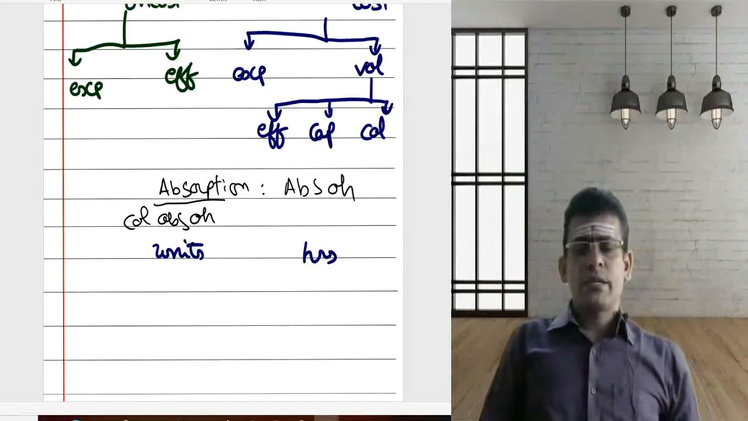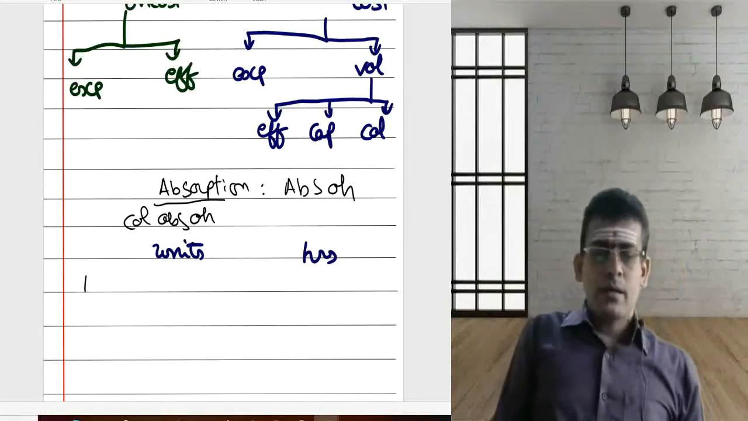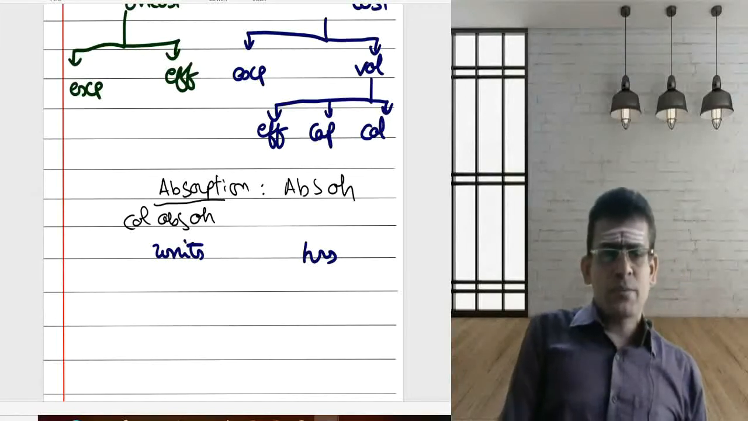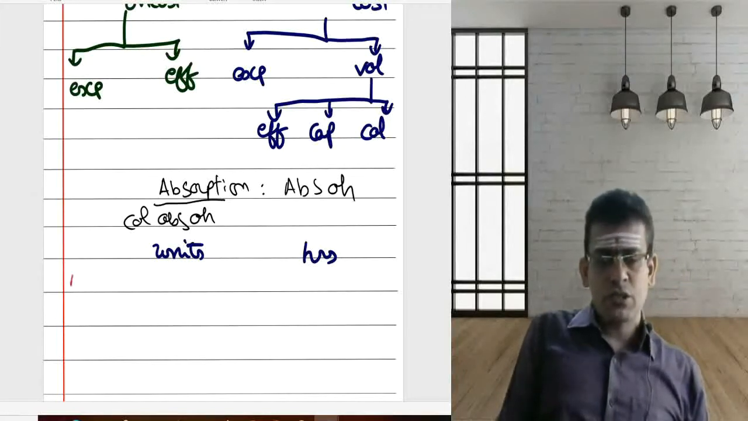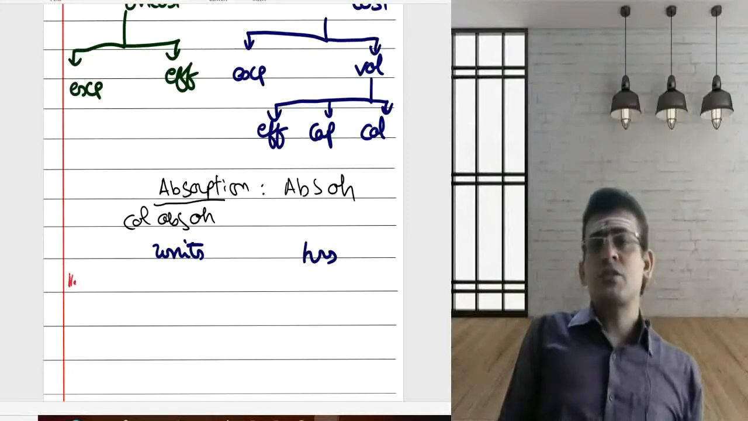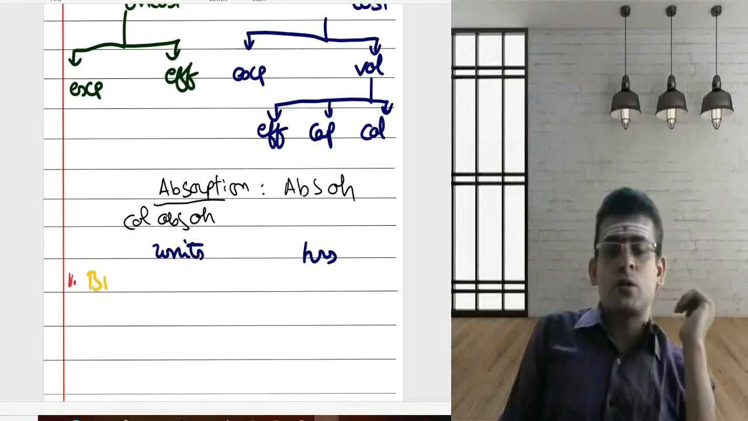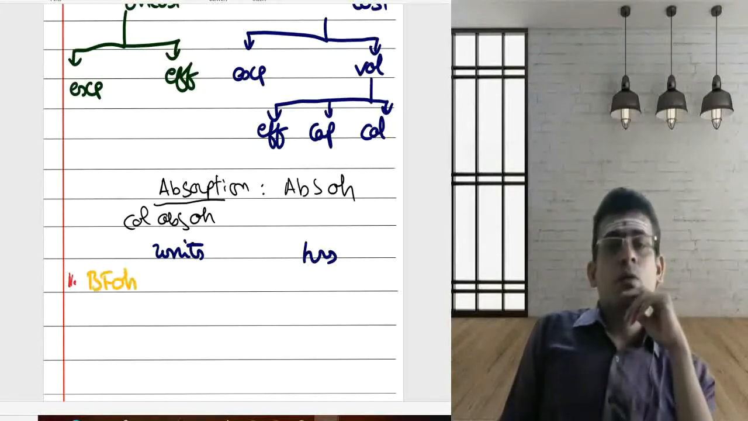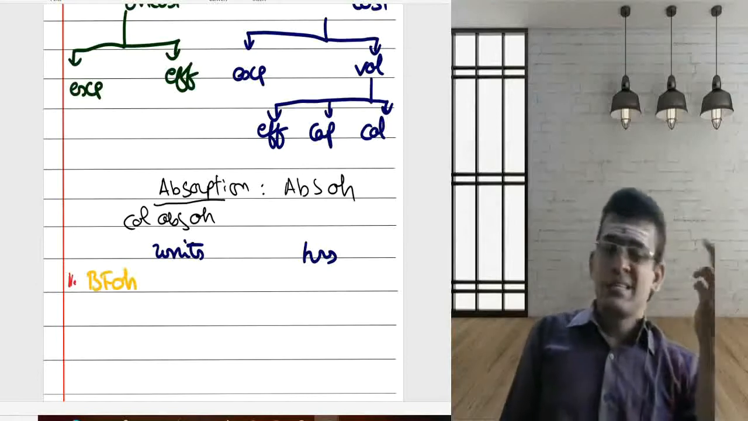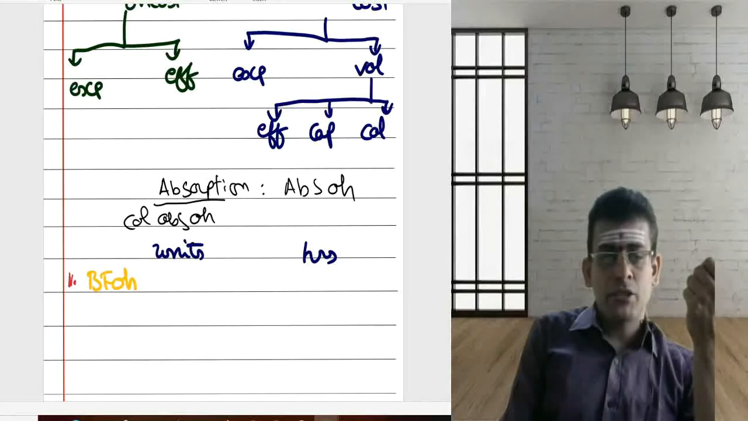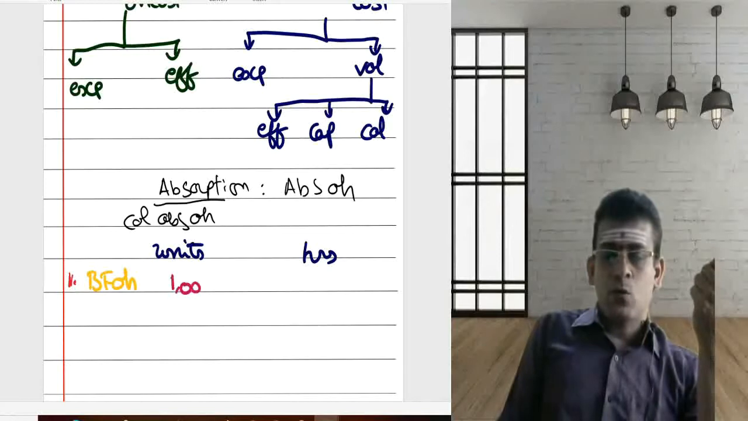Now, let us take an example. There are basically a few steps which I need to apply. Step number one, what is my first step? My first step is nothing but taking my budgeted fixed overhead. Take your budgeted fixed overheads. Say, let me take an example that my budgeted fixed overheads is going to be 1 lakh rupees.